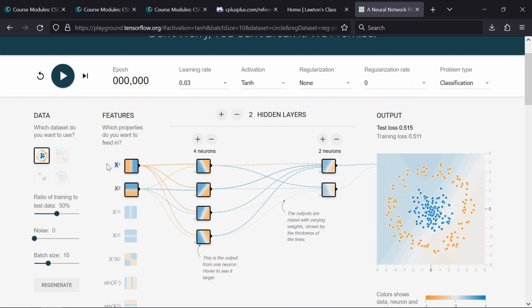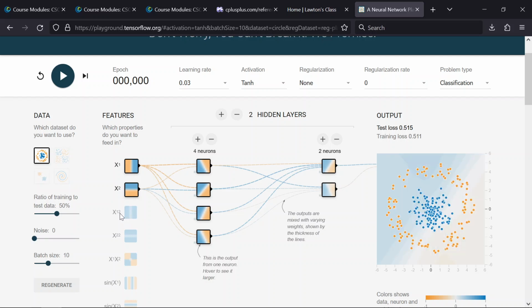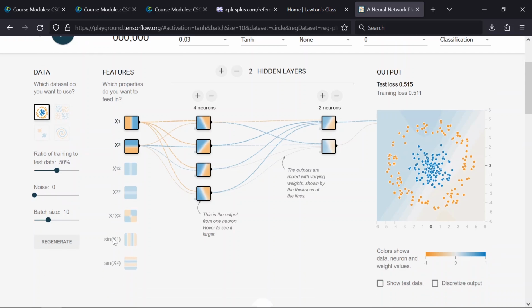Here's what the inputs mean. X1 just means the x coordinate of that dot. X2 means the y coordinate of that dot. I know it sounds a little weird. X1 squared is the squared first coordinate, so it's the x coordinate squared. X2 squared is the y coordinate squared.